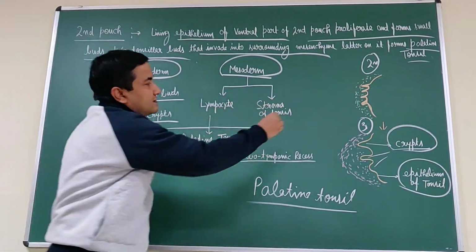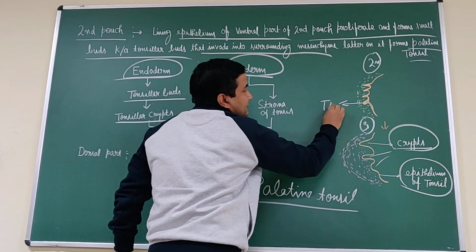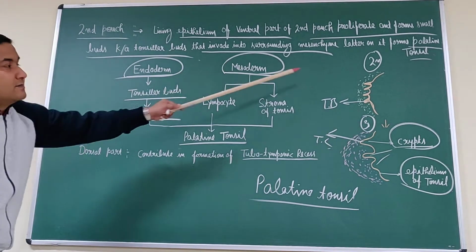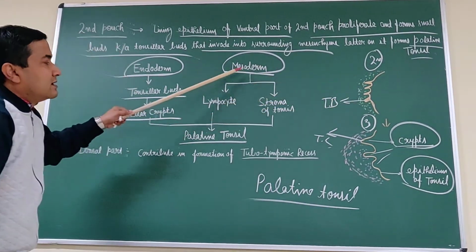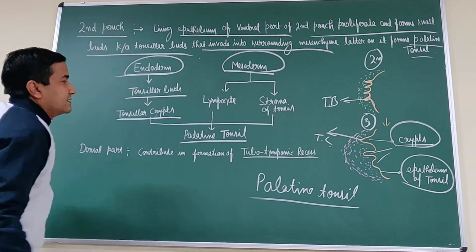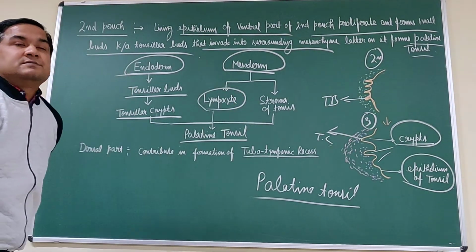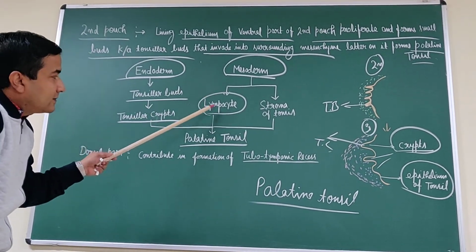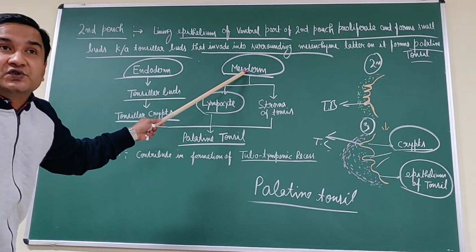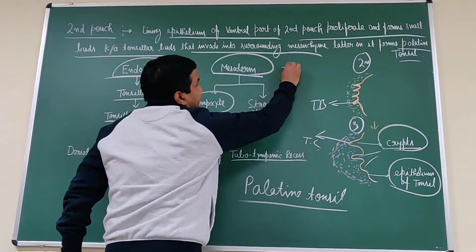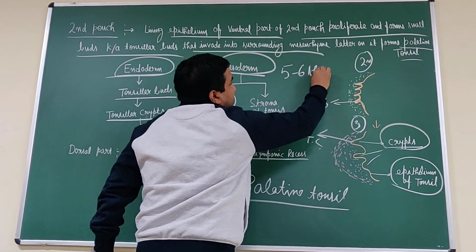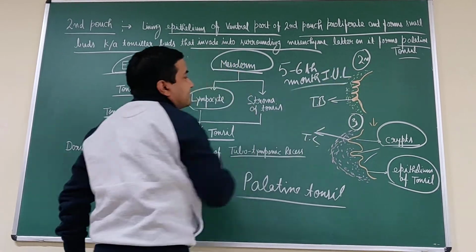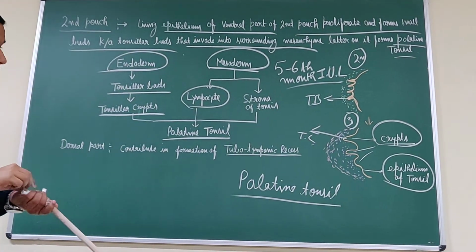These are the buds and they change into the crypts. Now this mesoderm is the surrounding tissue. This mesoderm forms the lymphocytes. The palatine tonsil is a lymphatic organ. These lymphocytes come from the differentiation of the mesoderm tissue at the time of the 5th to 6th month of intrauterine life. These lymphocytes are formed.